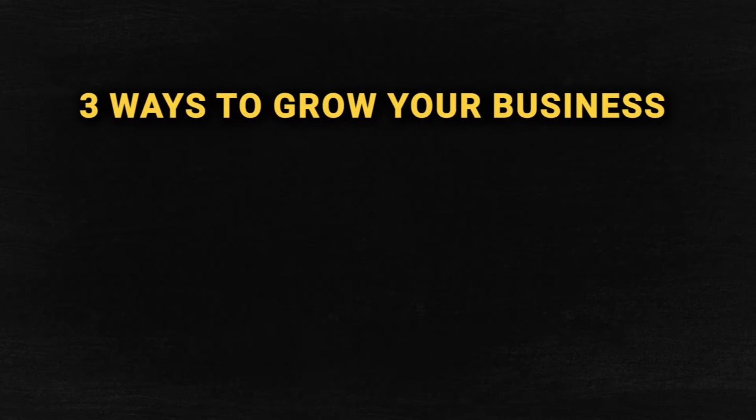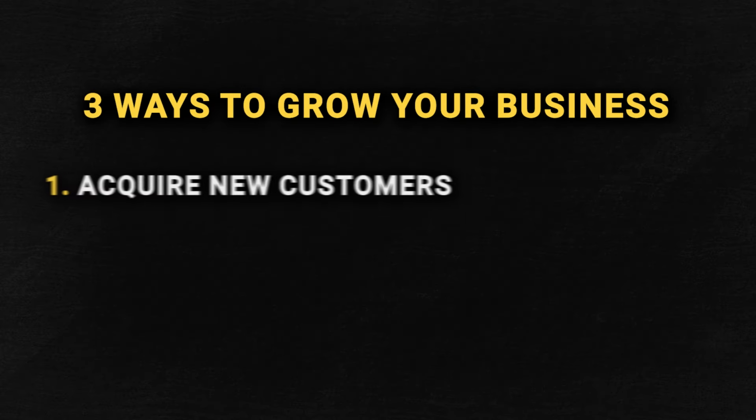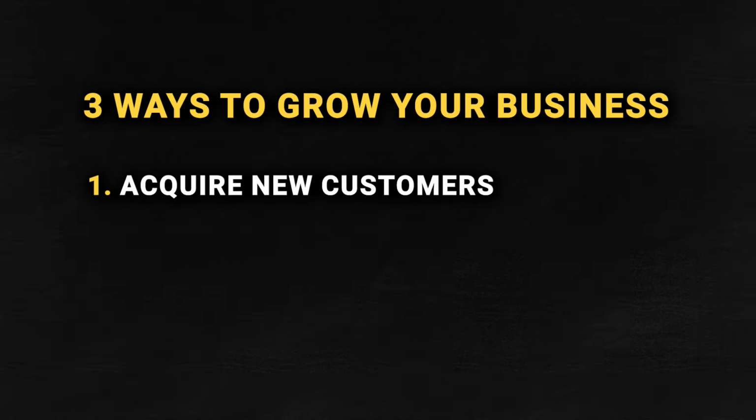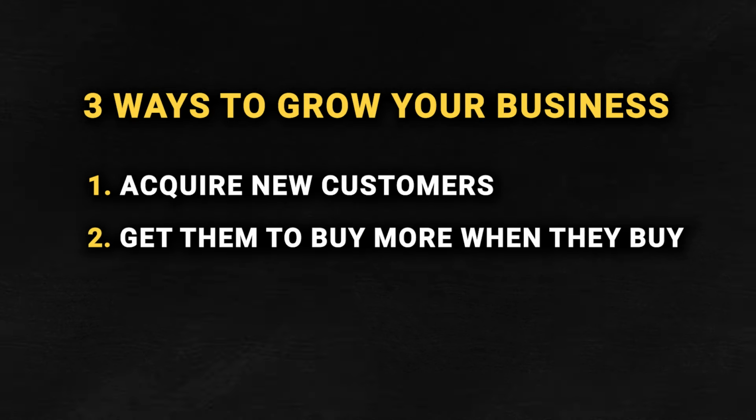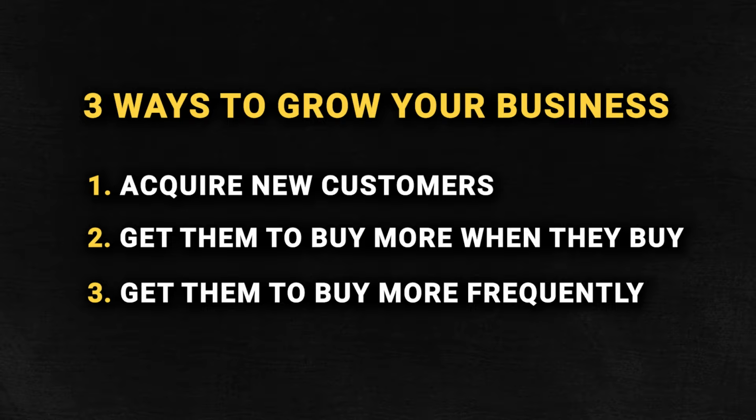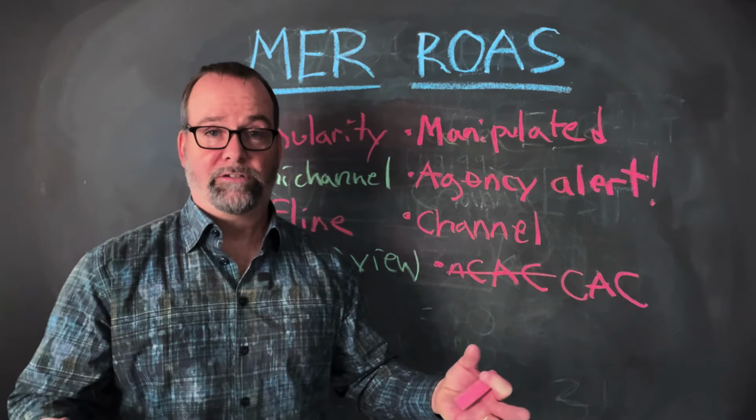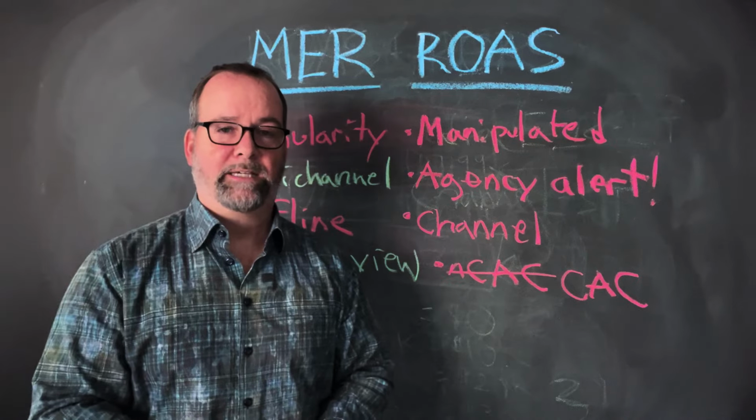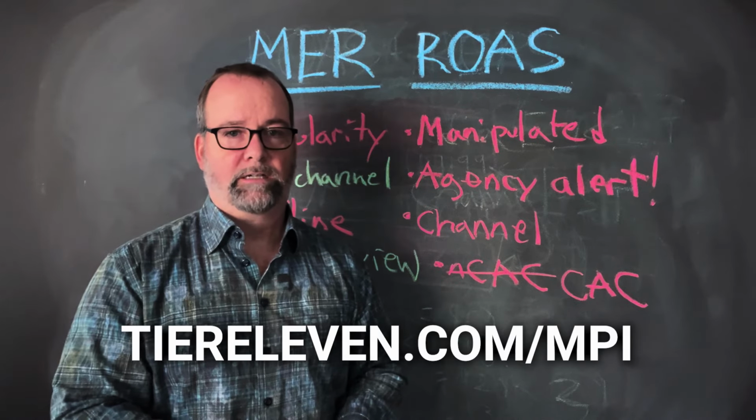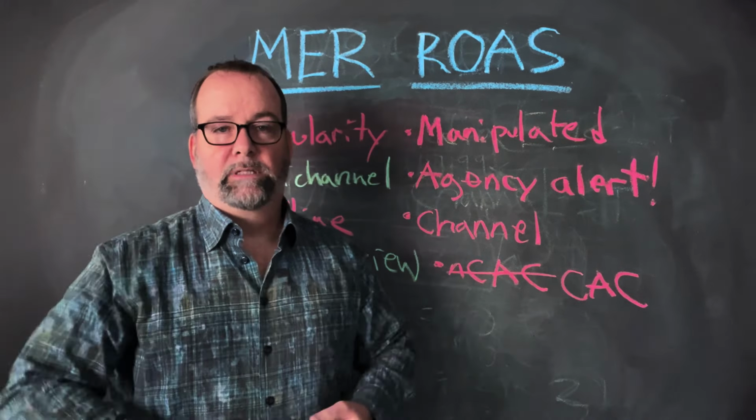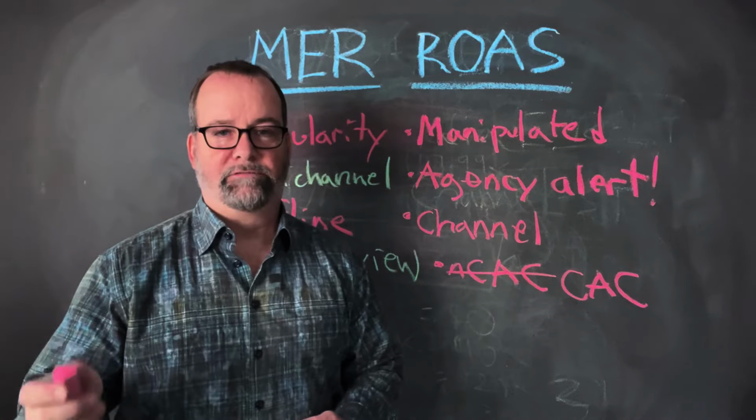And remember, there's 3 ways in which you can grow your business. Acquire new customers, get them to buy more when they actually buy from you, and then get them to buy more from you over the long term, which is LTV. If you're not familiar with all those terms, make sure you get our MPI worksheet over at tier11.com/MPI. Last but not least, the downside of ROAS is this.